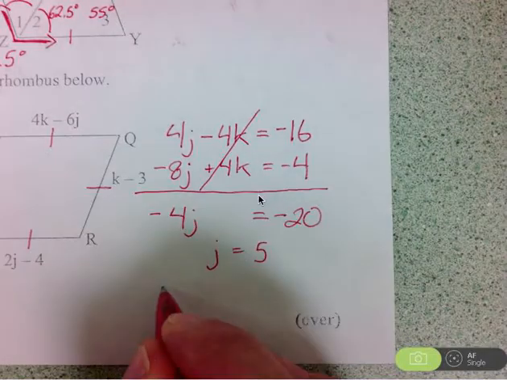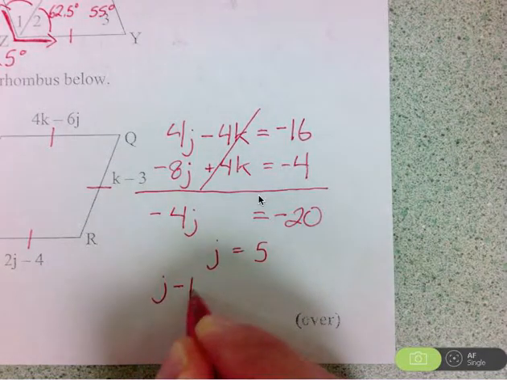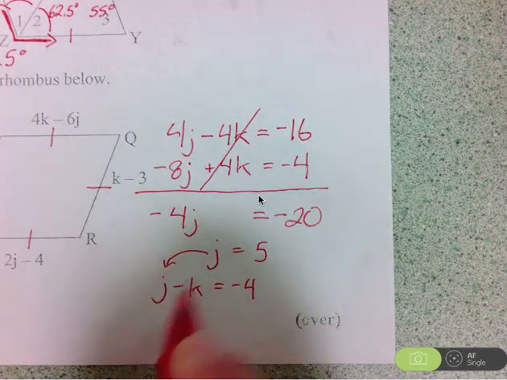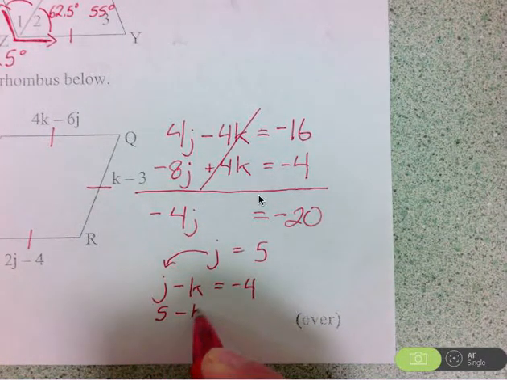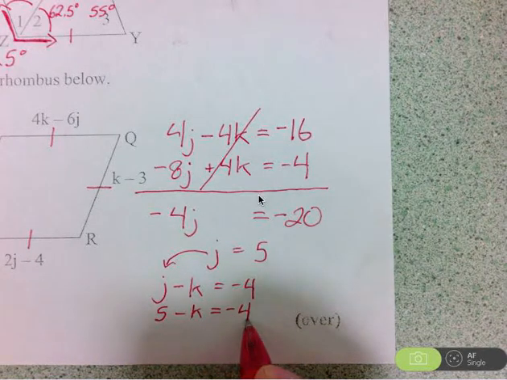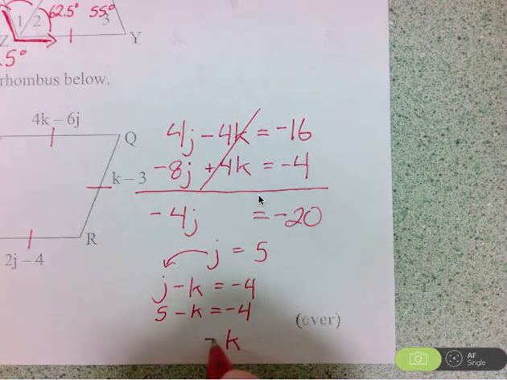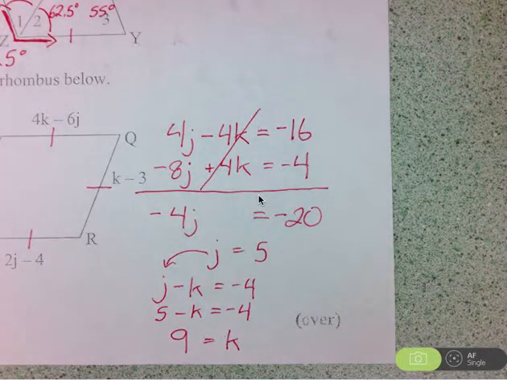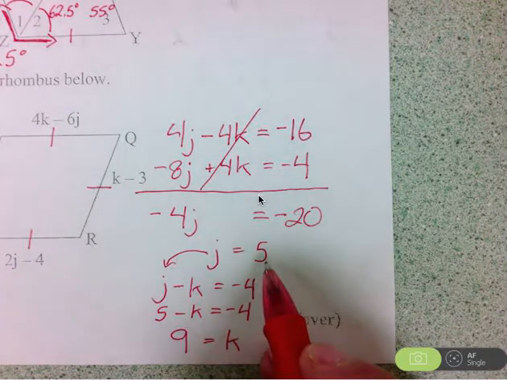So if you really want to do this, you can. j minus k equals negative 4, but I know my value of j is 5. So I know 5 minus k equals negative 4. That's going to give me a value of k that's equal to 9. And that's fine, but I didn't really need to do that. All that I needed to do was find a side length.